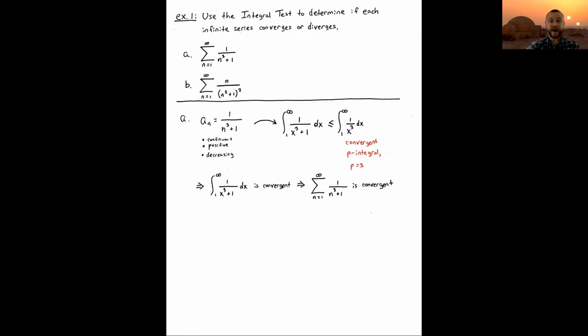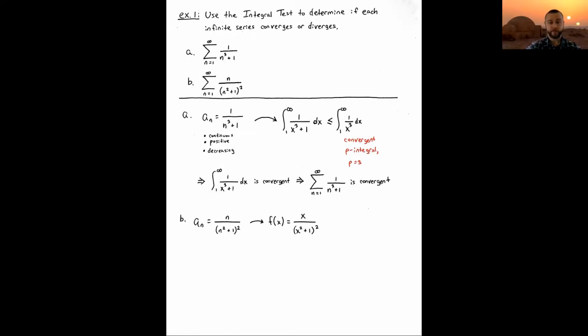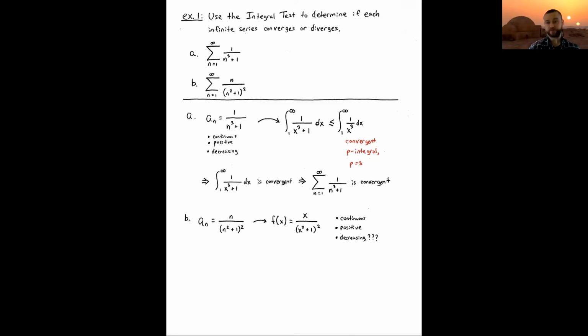All right, let's take a look at a final part B here. We can convert our function, the discrete function, a sub n, n divided by n squared plus 1 squared, into a continuous function, replace all n's with x's. And this now is not as obvious that it is decreasing. It's certainly continuous on the interval from 1 to infinity. The denominator here, x squared plus 1 squared, is never going to be undefined. x squared plus 1 equals 0 has no solutions that are real numbers, that is. So this is going to be continuous.